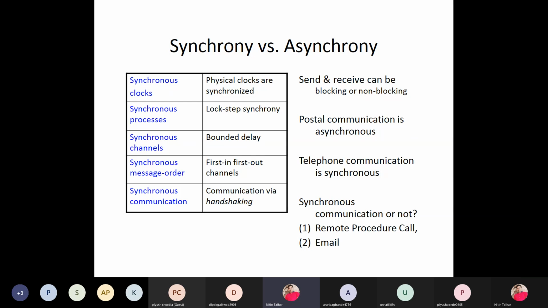My wristwatch is a physical clock, my wall clock is a physical clock. Similarly, you can say that the system clock is also a physical clock. So the physical clocks are synchronized first of all. Then what do you mean by synchronous processes?